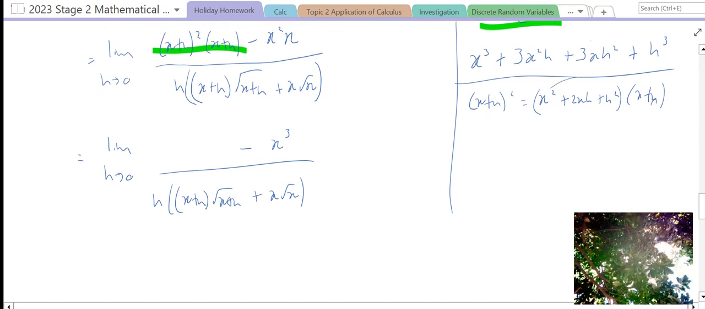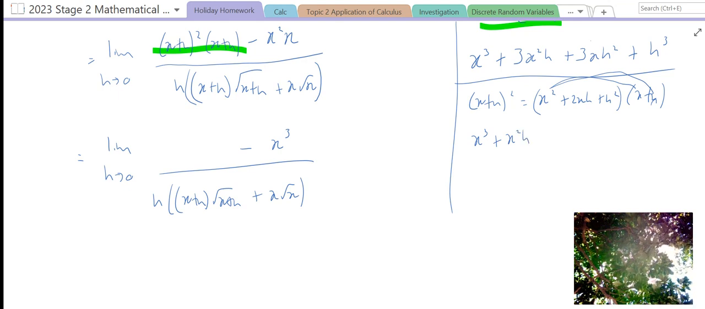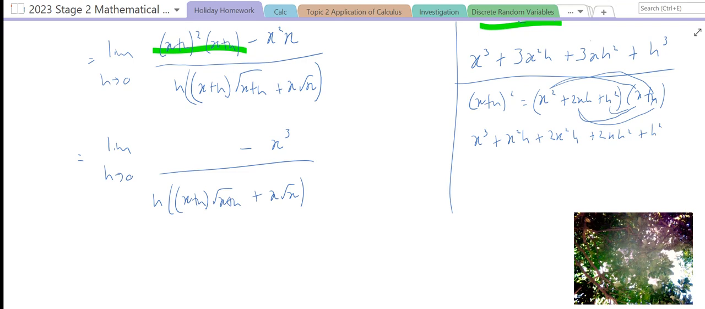So you would do x squared times x is x cubed. x squared times h is plus x squared h. Then here you do 2xh, so times x, which is plus 2x squared h. Then you do it times h, plus 2xh squared, and then the h squared comes in, plus h squared x plus h cubed.